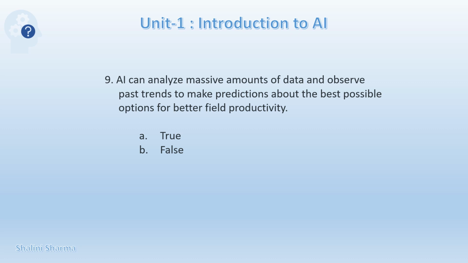Ninth question. AI can analyze massive amounts of data and observe past trends to make predictions about the best possible options for better field productivity. Is this statement true or false? And this statement is true, as we all know that artificial intelligence works on data.